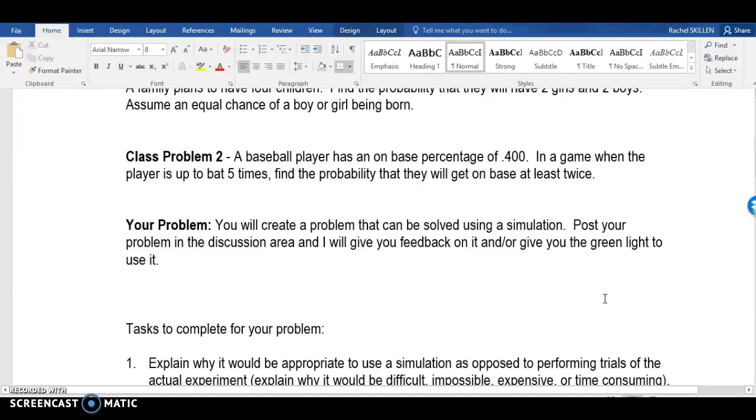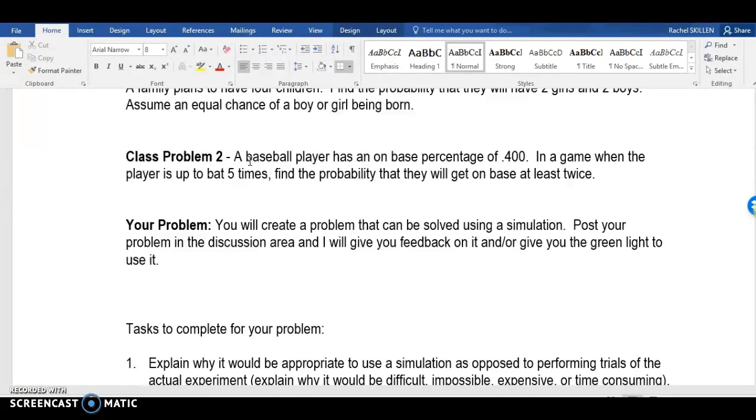In this second example, we're going to look at class problem 2, where a baseball player has an on-base percentage of .400 or 400. In a game when the player is up to bat 5 times, we want to know what is the probability that they will get on base at least twice.